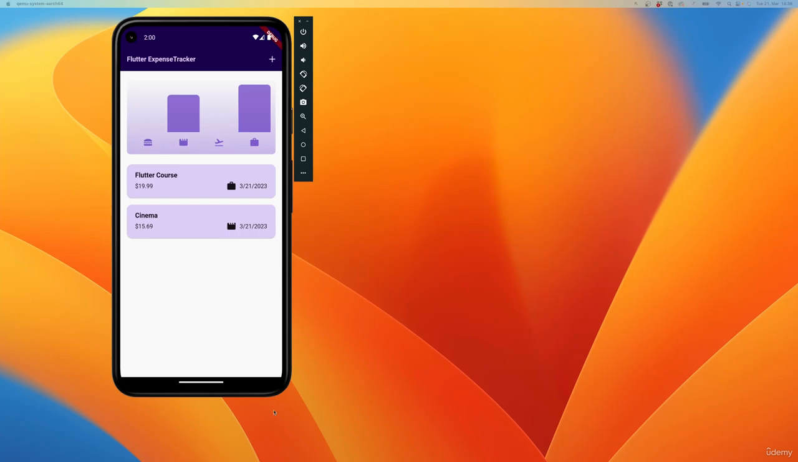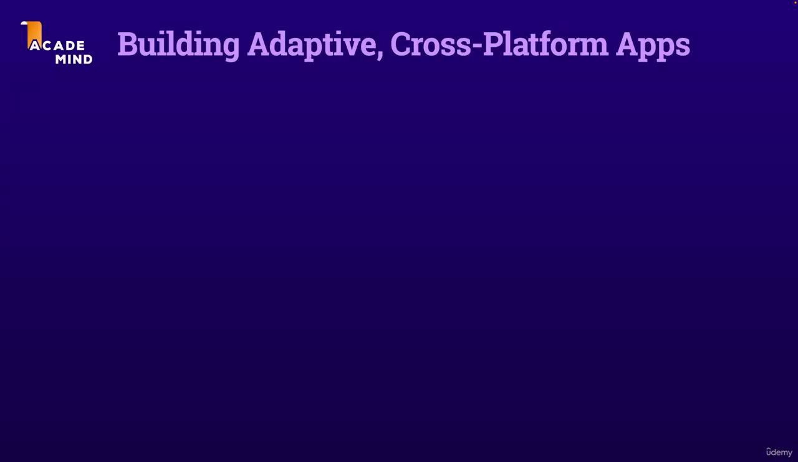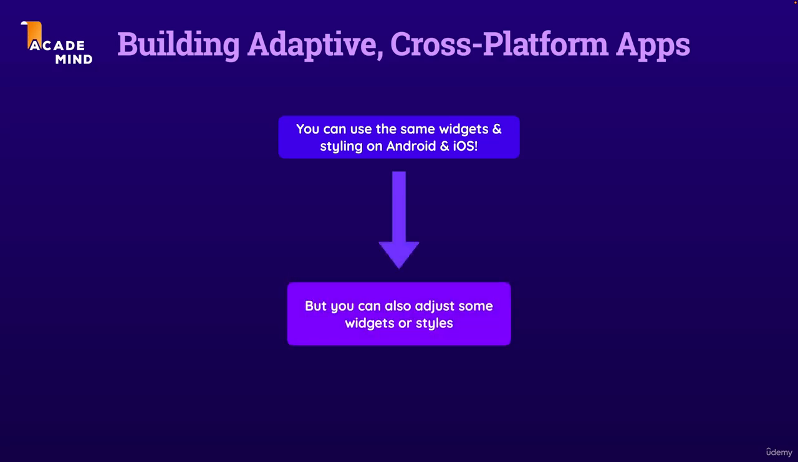Now, to come to an end for this section, I also briefly want to dive into how you can build adaptive apps. And for that, of course, it's important to understand what this means. In the end, it means that your UI can also adapt to the platform on which it's being presented. And in general, you can use exactly the same widgets and styling no matter if you are running your app on Android or iOS. But you can also adjust some widgets or styles if you want to.